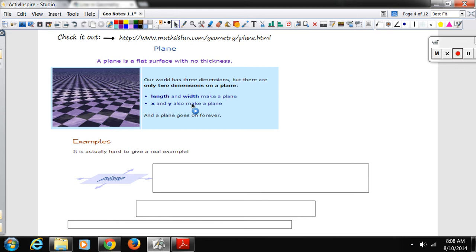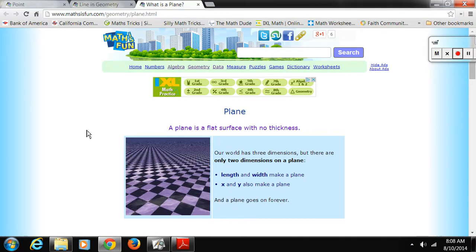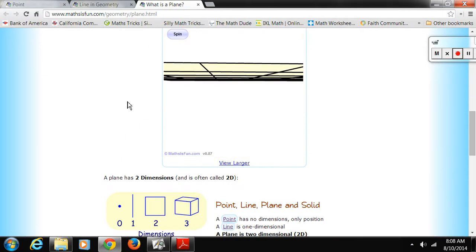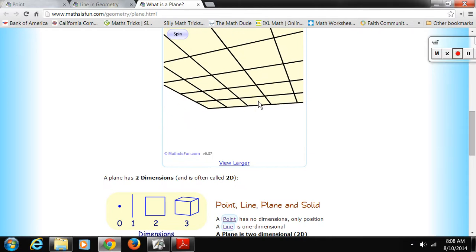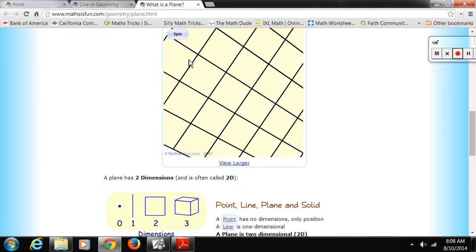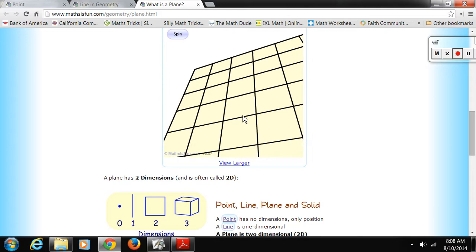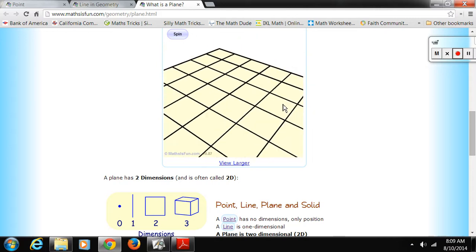X and Y also make a plane, and a plane goes on forever in both directions. Now let's take a look at what a plane looks like. So if you go to the Math is Fun website and you look at a plane, there's a little thing here that shows us right here. You can play around with the fact that it's like a flat surface with no thickness. It's just flat.